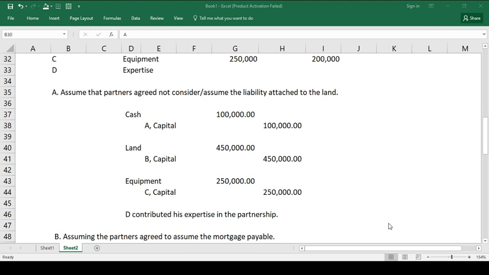Another is, what if there is an attached liability on the said contribution? Well, general guiding principle is that we determine first if that payable or liability is agreed upon by the partnership, na i-assume nila yon or hindi, because it is the controlling factor kung paano po natin i-entry yung liability and what its effect to the capital contribution of a particular partner. Okay, so that's it.